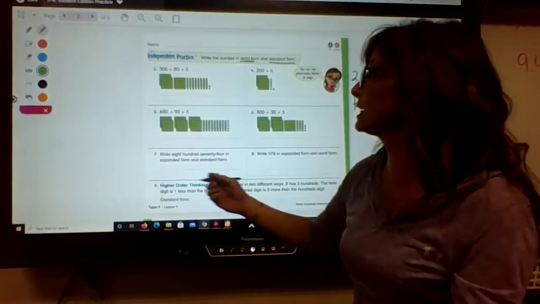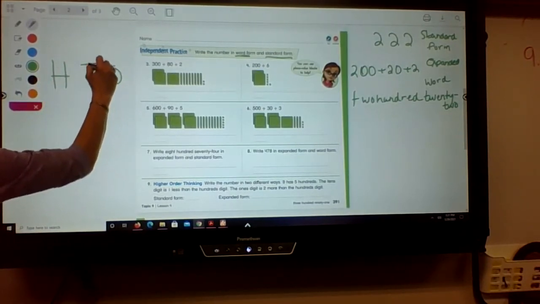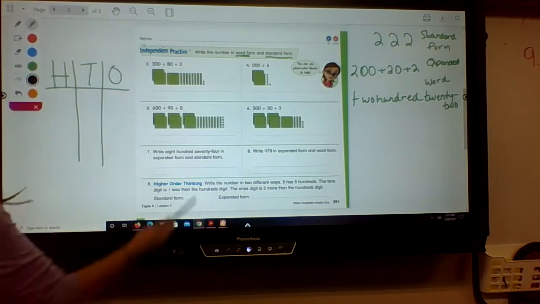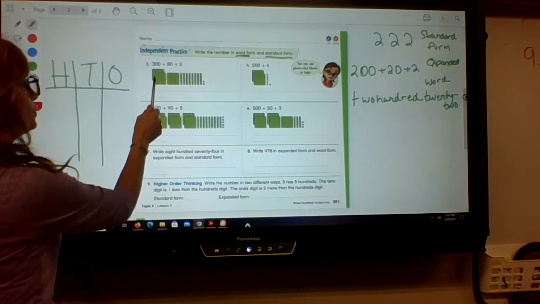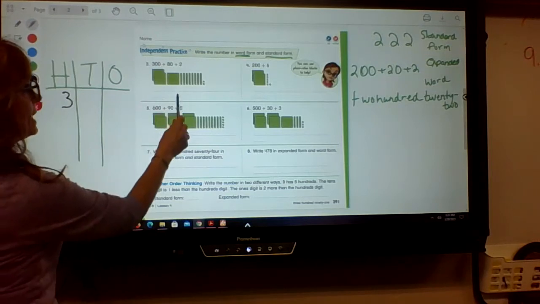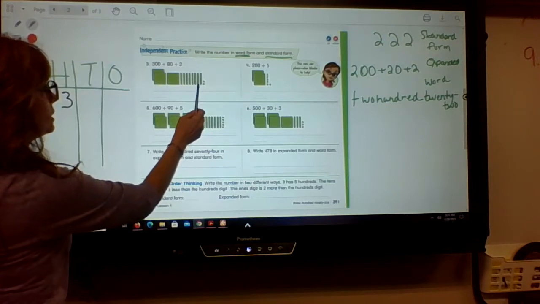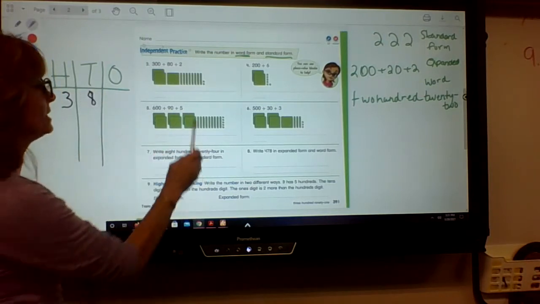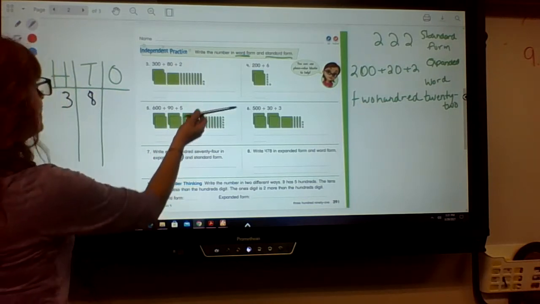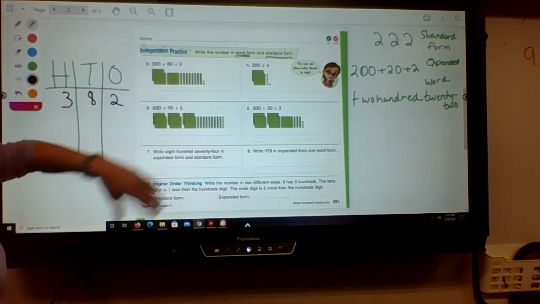All right, so let's count our place values. And it really does help me to have this little chart to the side, hundreds, tens, and ones. All right, so let's count our hundreds. We have 100, 200, 300, which shows right there. So there's 3. How many tens? 1, 2, 3, 4, 5, 6, 7, 8. You have 8 tens, but if you count it by tens, 10, 20, 30, 40, 50, 60, 70, 80. And then how many ones do I have? I have 2. So there is expanded form.